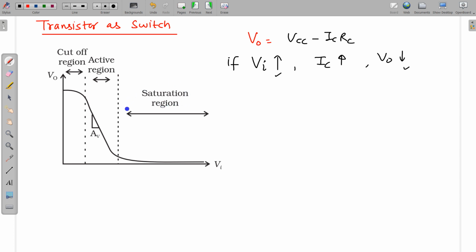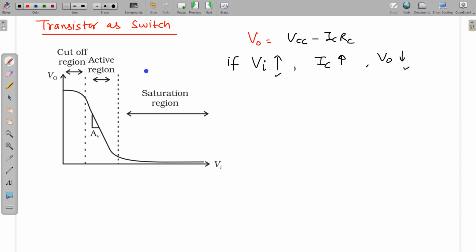Since output voltage is almost 0 or negligible, the collector base junction is not properly reverse biased, and this is known as saturation region. Cutoff is when input voltage is not sufficient for forward biasing of the base emitter junction, so the base emitter junction is not properly forward biased. And when the base emitter junction is properly forward biased and the base collector junction is properly reverse biased, then it is active and the graph is linear.